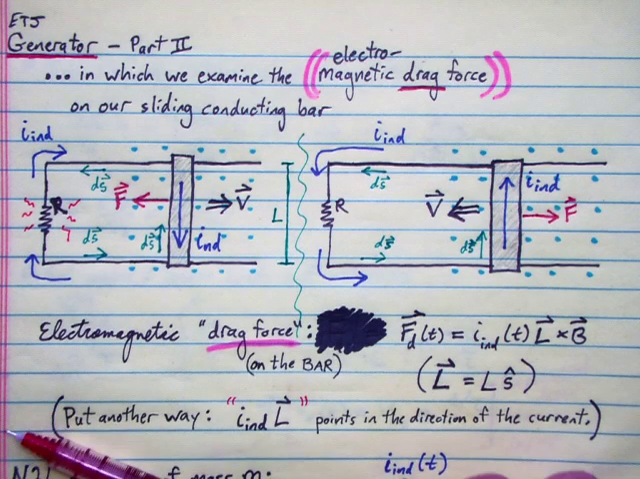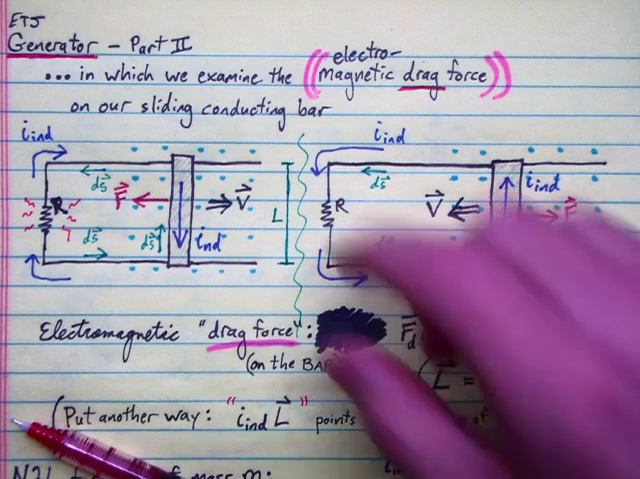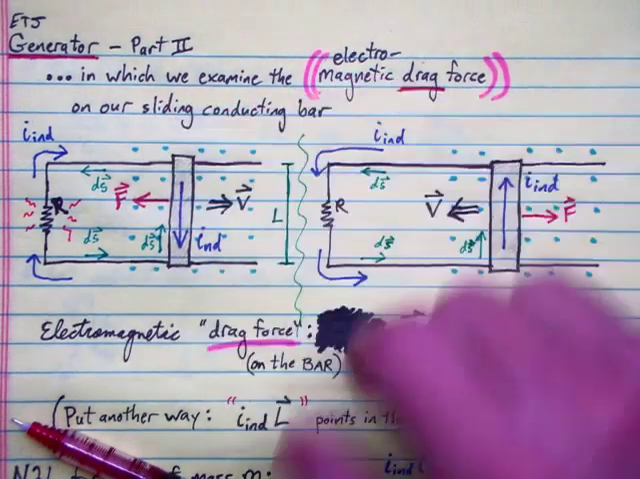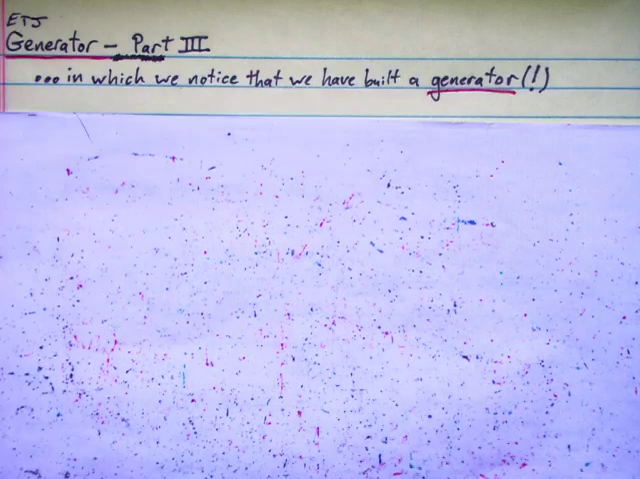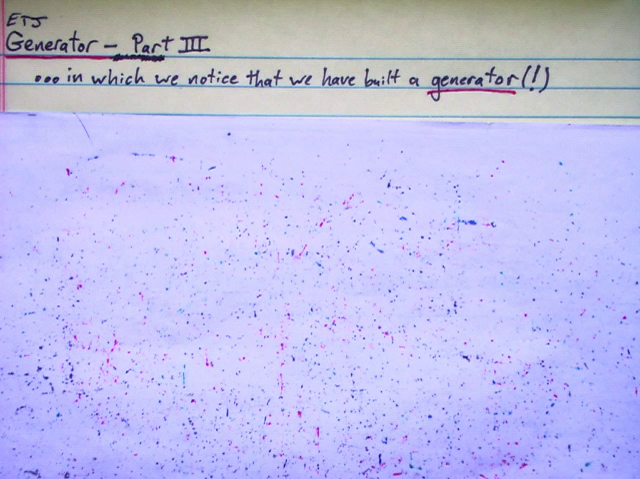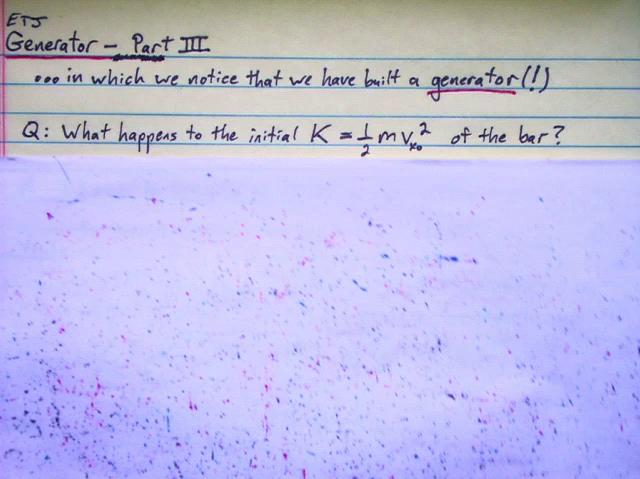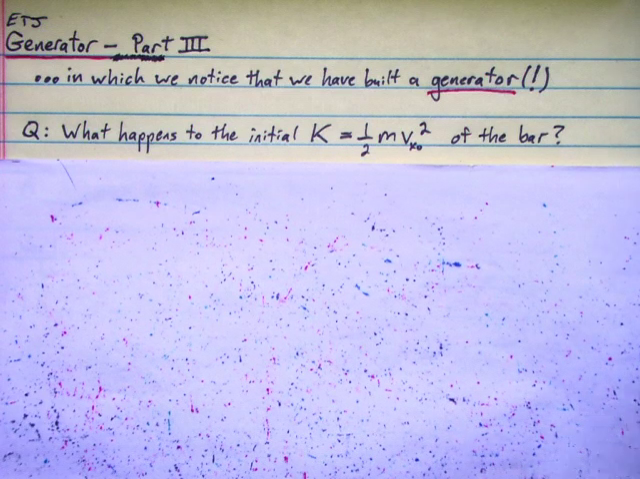We've got a generator. That's what a generator is. It's a machine that converts motion, kinetic energy, into electricity. So we've built a generator, and it required Faraday's law of induction to do it. Electromagnetic induction is the key principle that makes electrical generation possible. So let's take a closer look at the details of the energy transfers in our generator.